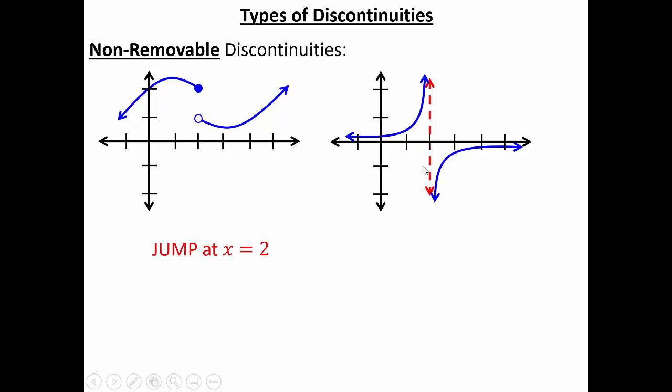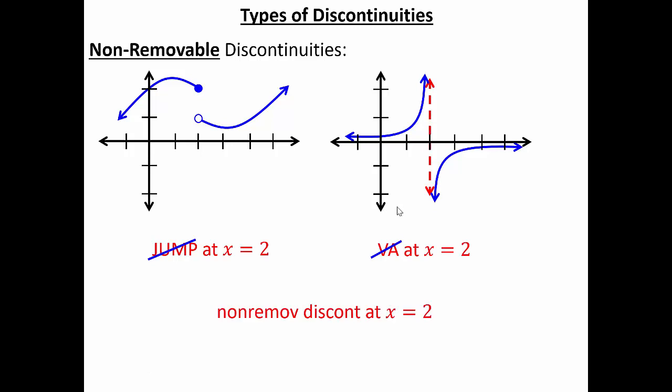And here, of course, we have a vertical asymptote, which is a common type of discontinuity. The vertical asymptote itself would be at x equals 2. But both of these could be referred to as non-removable discontinuities. The one on the left is a jump, the one on the right is a vertical asymptote, but altogether, they are non-removable discontinuities because they cannot be fixed just by filling in one, two, or a finite number of points. You'd have to fix an infinite set of points before they fully connect.